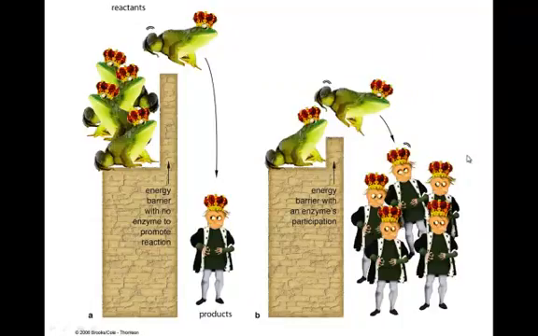Here is my whimsical picture. It's showing at what rate princes are produced from frogs, and this wall is the energy of activation. And here the wall is much smaller, and so we can see that the reaction occurs much more rapidly.